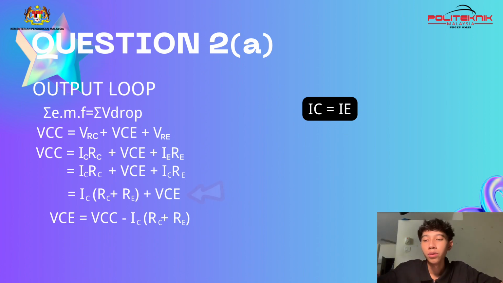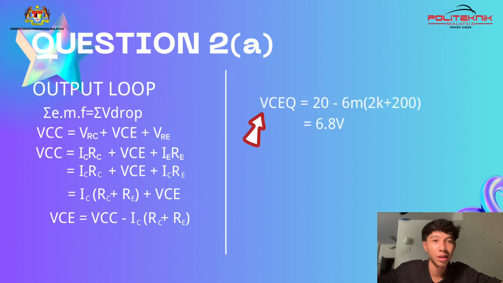Okay, since the question is to find VCEQ, you move the VCE to the left and the VCC to the right. So VCE will be VCC minus IC multiply with RC plus RE. Finally we just put the data given from the circuit, from the figure. So VCC is 20 minus 6 milliampere times 2200 ohms. So you will get 6.8 volt for VCEQ.